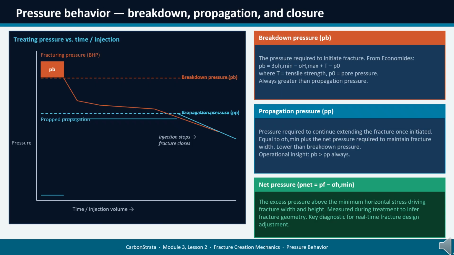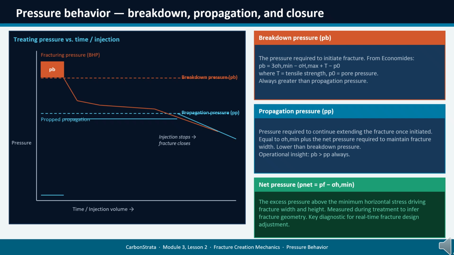Look at the pressure curve. First peak, breakdown pressure. This is where the fracture initiates. After that, pressure drops to a lower level. This is propagation pressure, always lower than breakdown, because you are no longer breaking rock, only extending an open fracture.